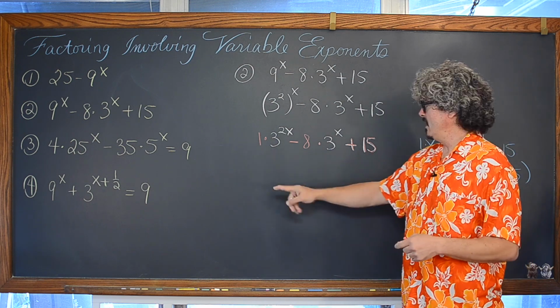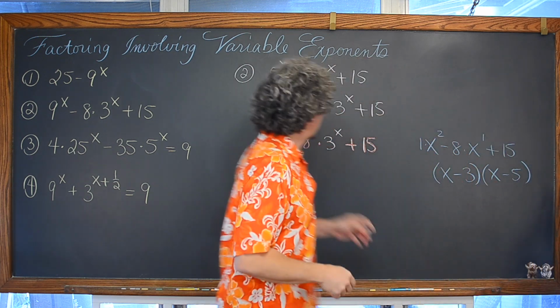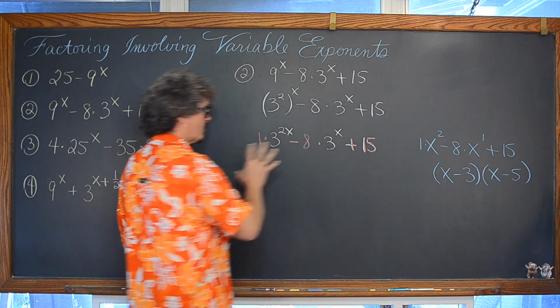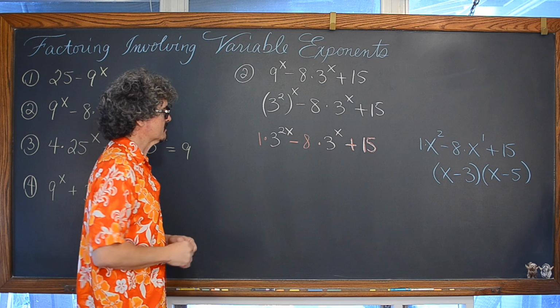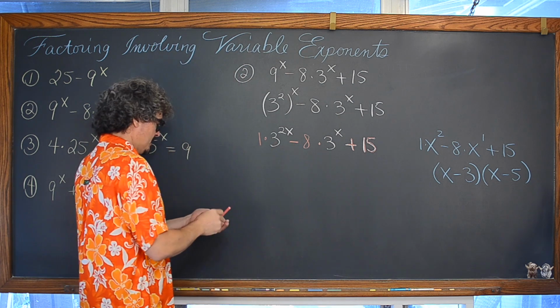Our a would be 1, our b would be negative 8, and our c would be 15. And I'm going to continue to do this through the rest of the examples where I'll highlight the coefficients and separate those from the bases, which we don't normally see as a constant. So again, what factors of 15 add to negative 8?